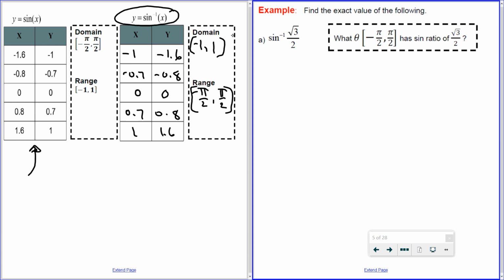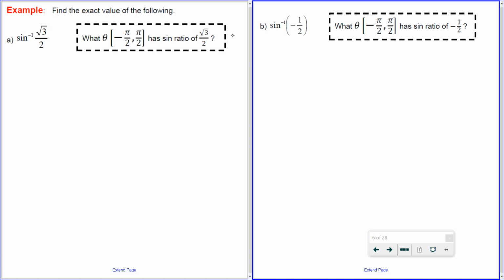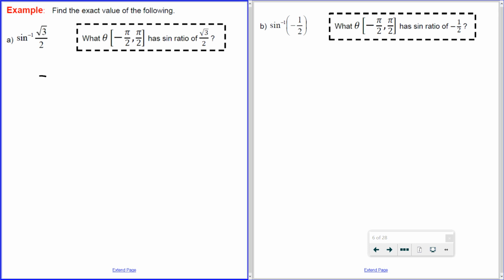Okay, so for my first one here, I want to find the exact value of the following. So I want to find sine inverse of root 3 over 2. So basically that's saying, what angle would have a sine of root 3 over 2? So we're going backwards, okay? So I know that on the unit circle, sine of pi over 3 is root 3 over 2. But I want to look for all of the angles within negative pi over 2 and positive pi over 2.